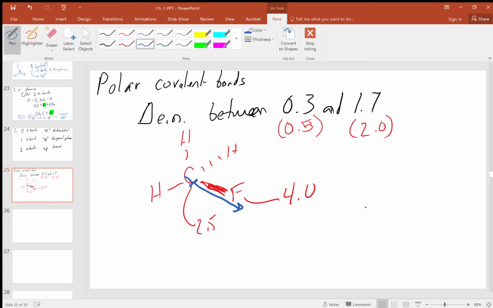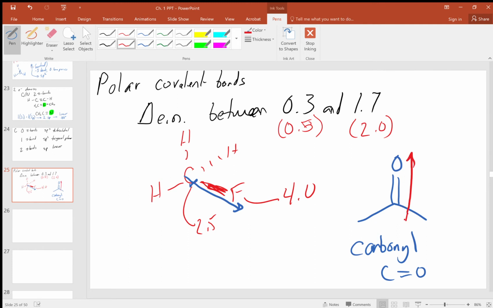And perhaps one of the most important examples is carbon-oxygen. So this type of species is something that we call a carbonyl, and that's a name that we'll learn more about in Chapter 3. But carbonyls are carbons double bonded to oxygen. And oxygen being more electronegative than carbon creates a dipole that goes towards the oxygen and leads to a lot of interesting reactivity for these types of molecules.